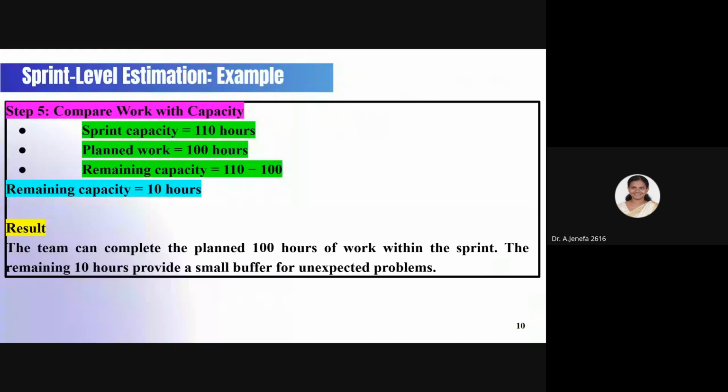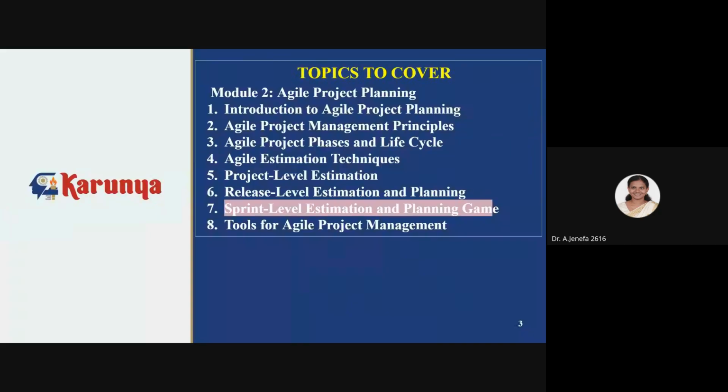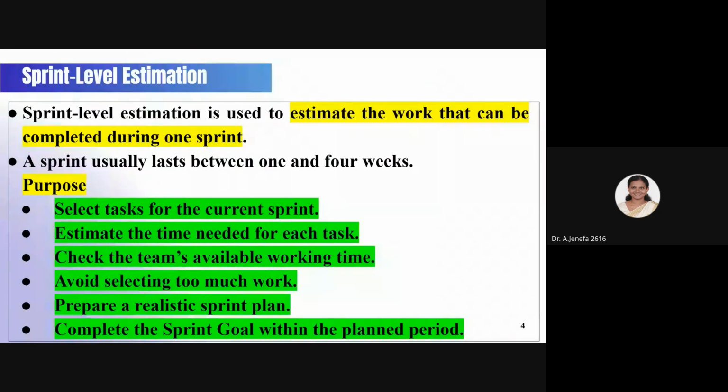Okay, moving on to the explanation of sprint level estimation. So what is sprint level estimation? As I told you, it will estimate the work that can be completed during one sprint. So it's a kind of work which can be completed within a short duration. It will not take as much time as project level estimation and release level estimation. Only a simple feature will be considered to be completed within a short duration. And a sprint usually takes 1 to 4 weeks, or 1 month.